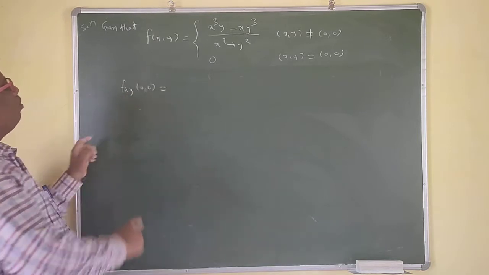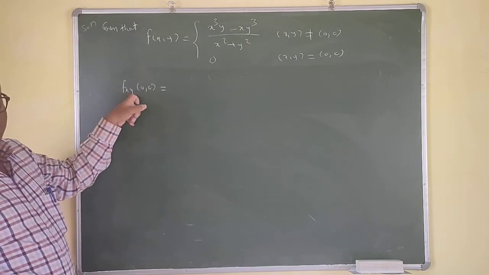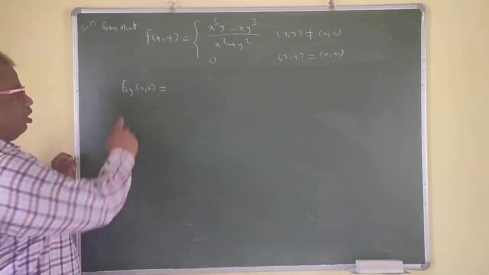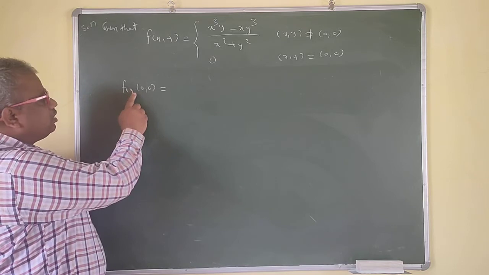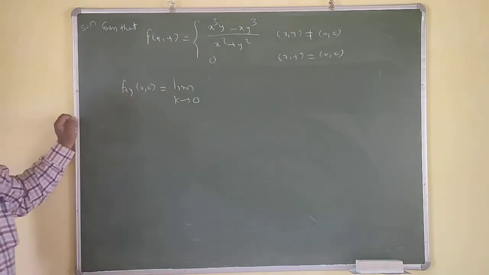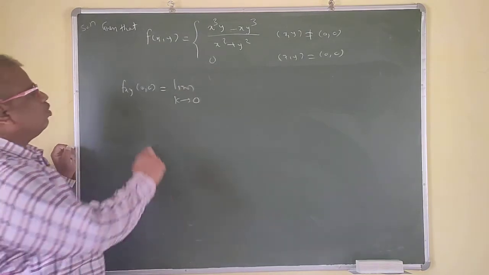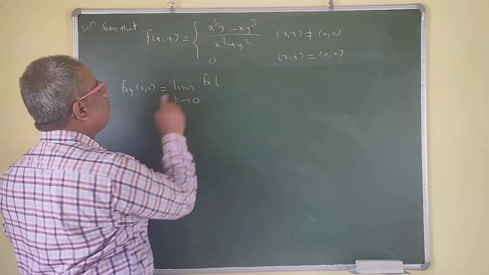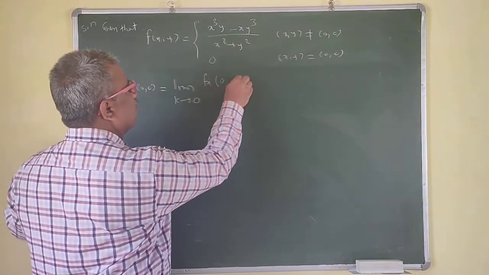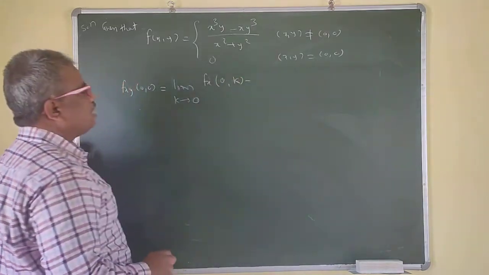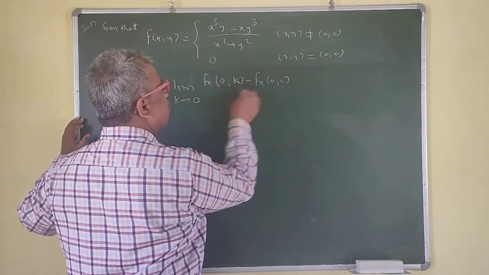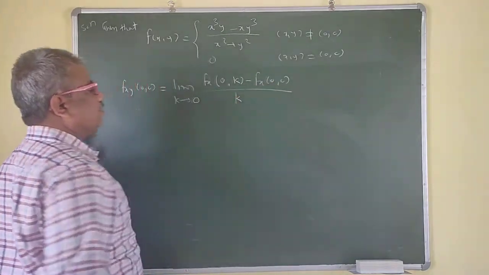So first, what are we doing? We are differentiating fx partially with respect to y. That means limit k tends to 0, because we are differentiating with respect to y. So for fx, you have to increase the y coordinate. So that means (0, k), because 0 plus k is k, minus fx(0, 0), divided by k.